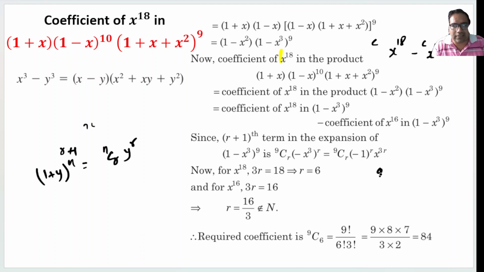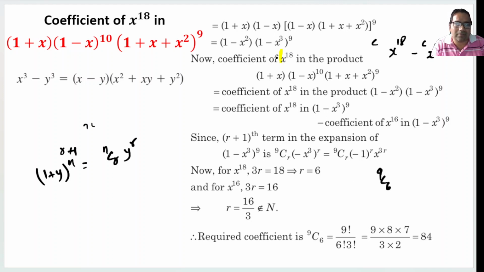And x^16, is there any way? We get terms in multiples of 3: 3, 6, 9, 12, 15. 16 is definitely not a multiple of 3. So there is no way x^3 raised to any integer power will give x^16. Obviously in this expansion there is no term called x^16. We get only x^3, x^6, x^9, x^12 and so on. So we are left with only x^18.